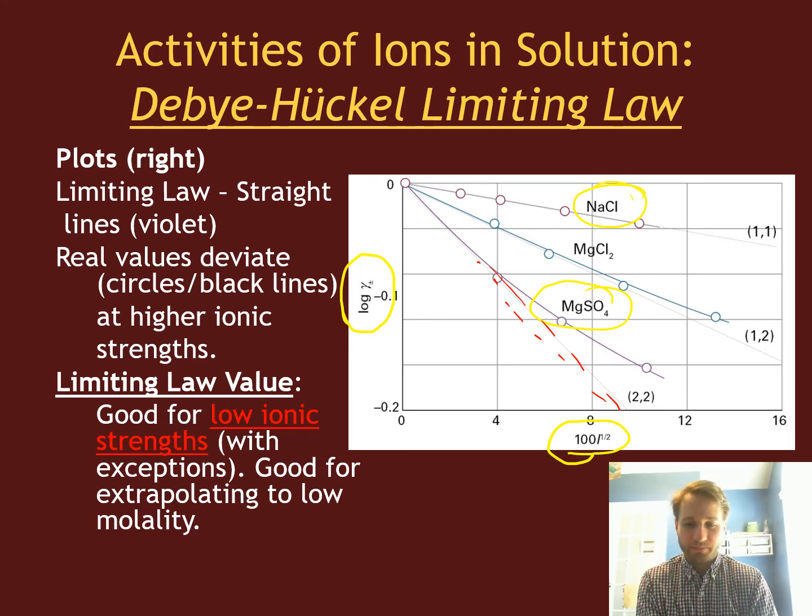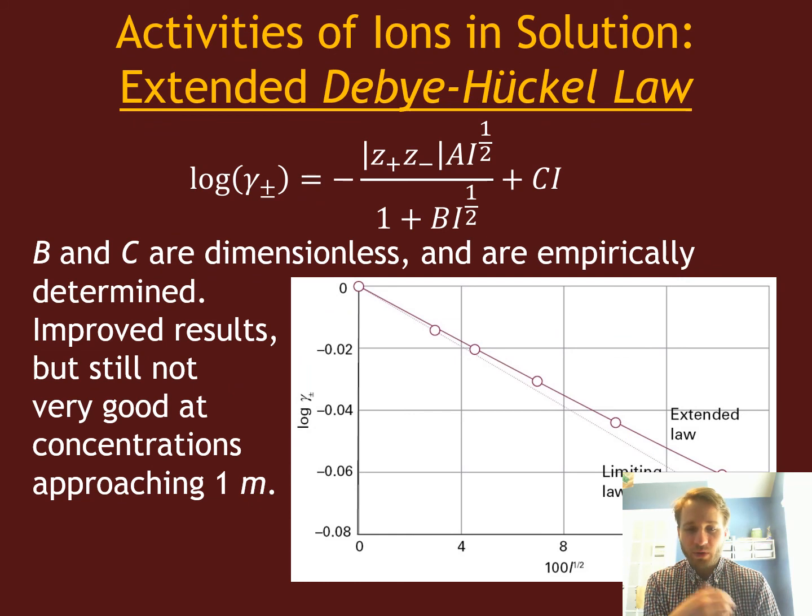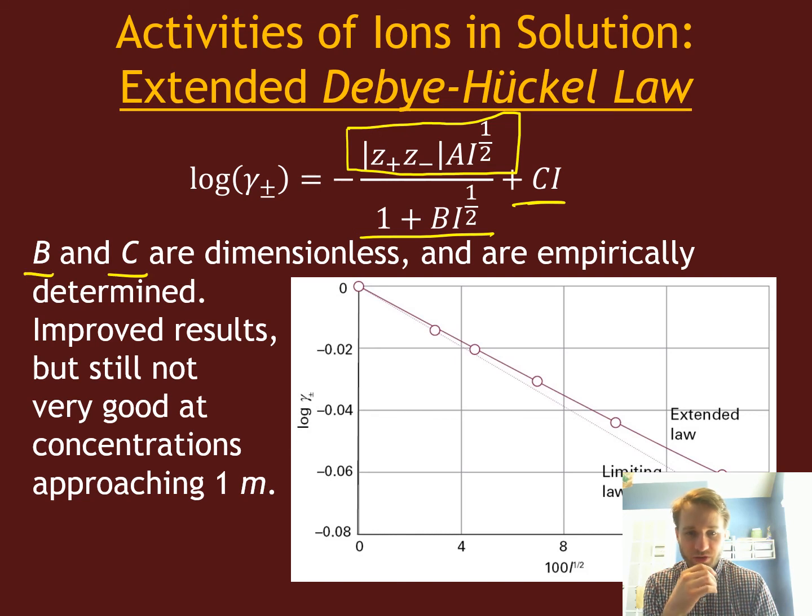Okay? And if you want to try to correct for this, you can then go to this extended Debye-Hückel equation, which is related to the limiting Debye-Hückel equation, given up here. And then you have some extra terms that are dependent upon the ionic strength, and then B and C, which are just constants that are determined empirically, by fitting this equation to data that you obtain in lab, okay? And so that is how we get the activities for ionic solutions.